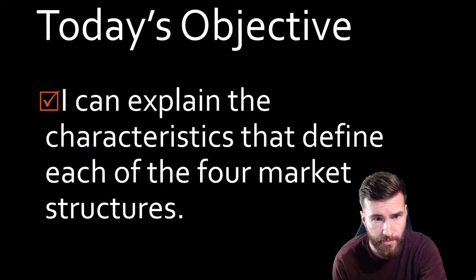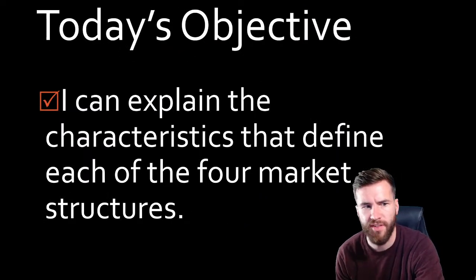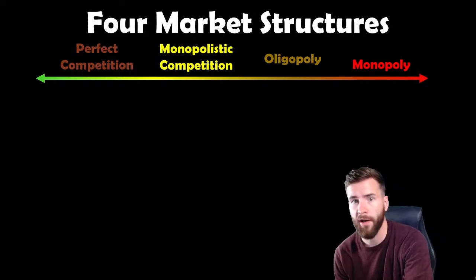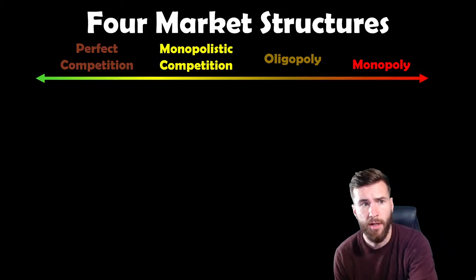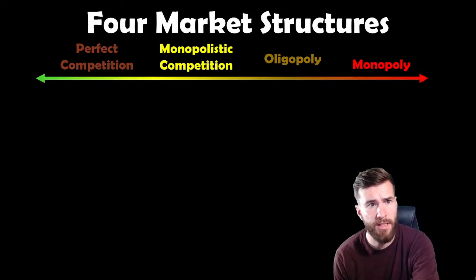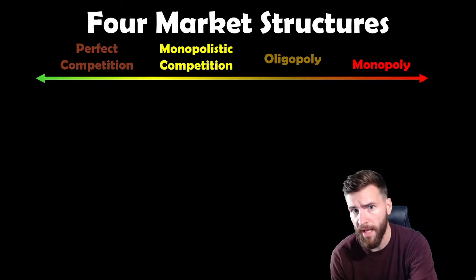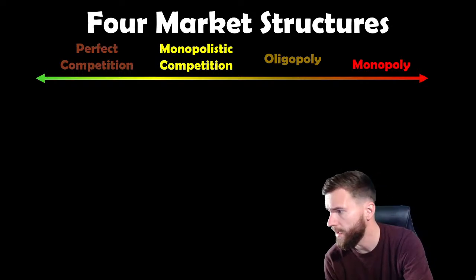But today, you can explain the characteristics that define each of the four market structures, and there they are. Those are the four market structures that we're going to learn about in class. We're going to learn about perfect competition. We're going to start tomorrow, but it's probably going to take about all week next week. And then once we're done with that, people, we are going to be ready to take that Unit 3 test.